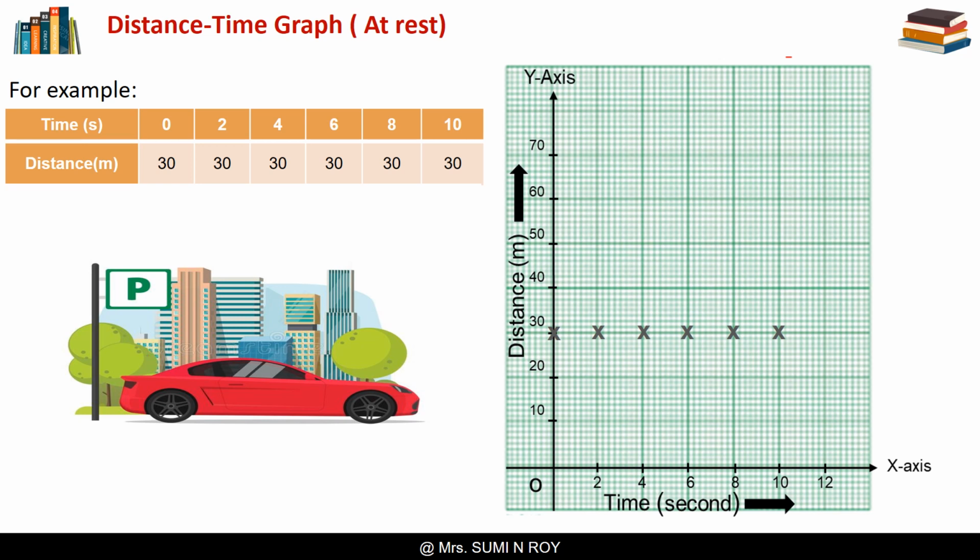Distance time graph for a body at rest. By saying that the body is at rest, we mean that the distance does not change with time. So, the distance time graph for a body at rest is a straight line parallel to time axis as shown in figure.